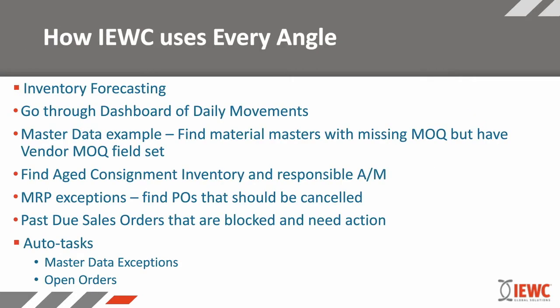We're doing the inventory forecasting by going through our daily movements to look at what's coming into us, what's shipping out. We can find our aged inventory for consignment, just looking at the different order types that we have and able to create actionable lists to work with our sales and commercial teams to find those. We use it to do all of our MRP exceptions, so finding purchase orders or production orders that should be canceled, reviewing new planned orders for purchase recs that we have to place, as well as looking for our past due sales orders that are either blocked or are on credit hold that need action.